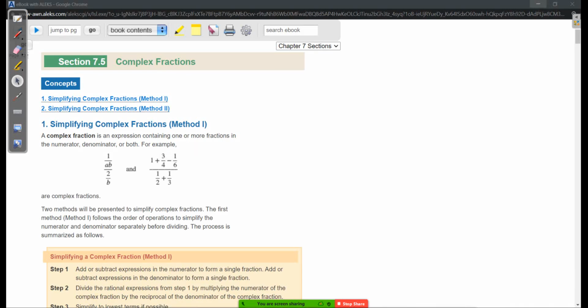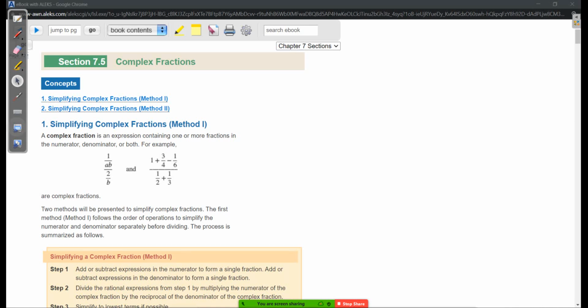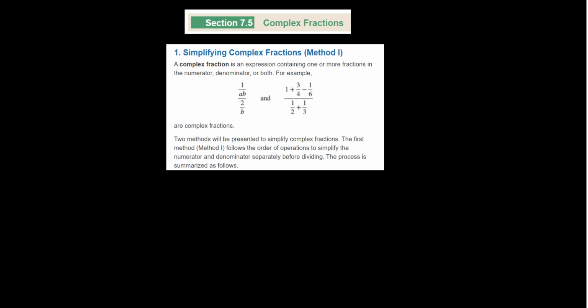Today we're talking about section 7.5, complex fractions. A complex fraction is an expression containing one or more fractions in the numerator, denominator, or both. An example you see would be shown below. 1 over a times b divided by 2 over b, and 1 plus 3 divided by 4 minus 6 over 1/2 plus 3 are complex fractions.